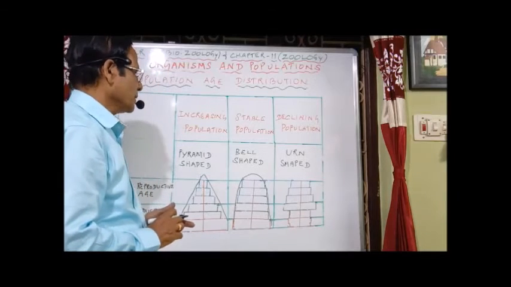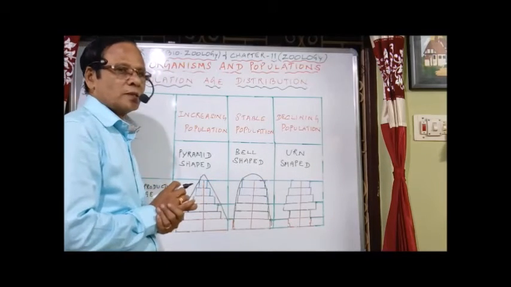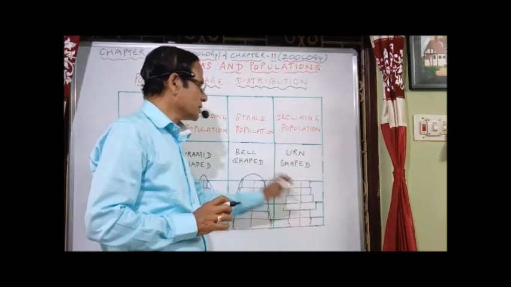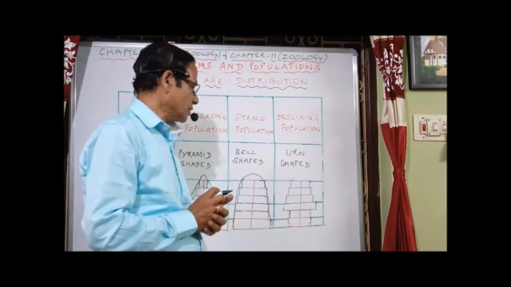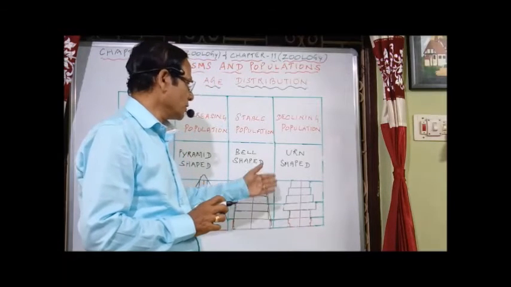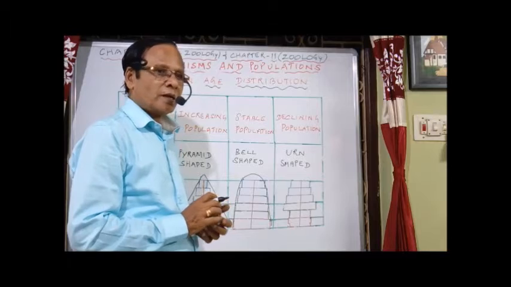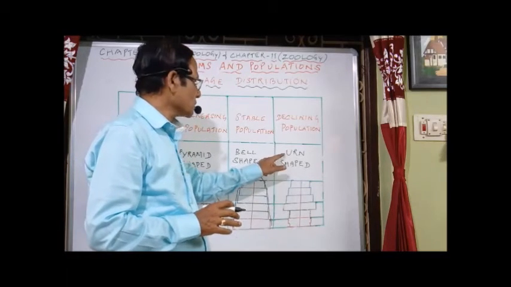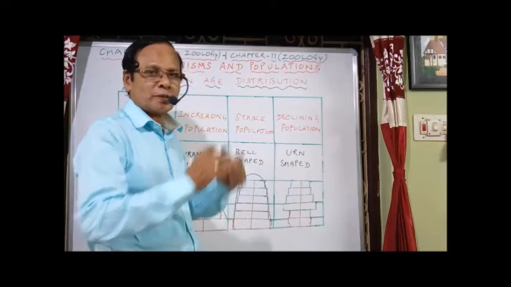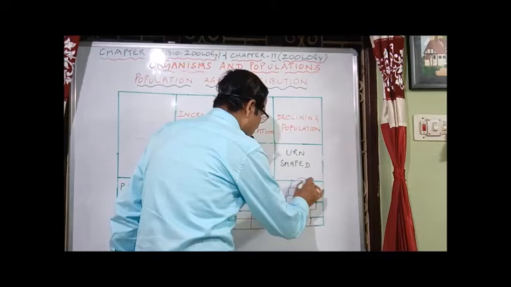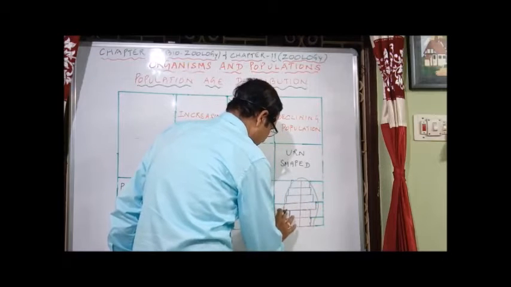This is the stable population. Now in the case of the third one, the declining population, we have more post-reproductive individuals than younger individuals. The older individuals are more in number. As a result, we get what is called an urn-shaped pyramid, or age distribution. Now this is what is called urn-shaped.